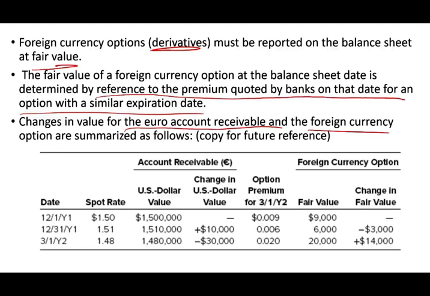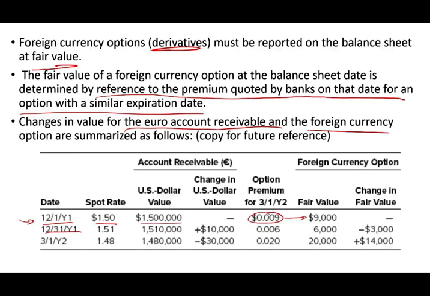On December 1st, the spot rate is $1.50. You have a 1.5 million receivable in US dollars. At this rate, the premium you paid is 0.009. Therefore, basically, your option is worth $9,000 today. It all has to do with time. So it has a $9,000 time value.